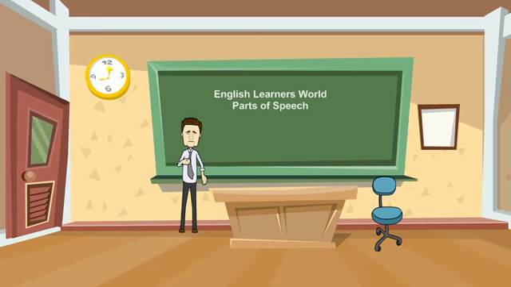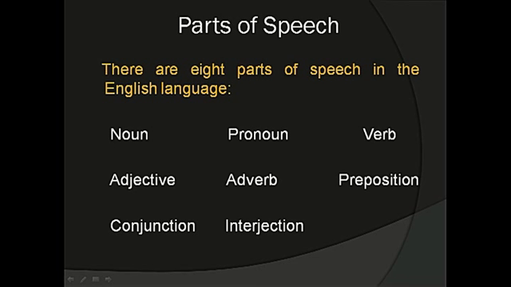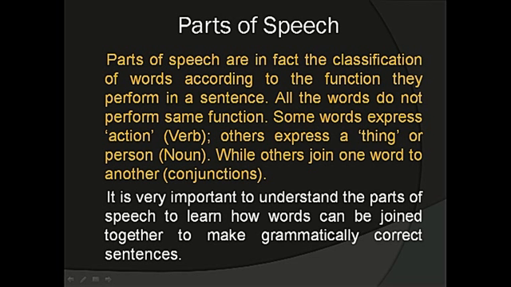Let me explain this in detail. Have a look at the slide on your screen. Now you see on your screen, there are 8 parts of speech in the English language. They are noun, pronoun, verb, adjective, adverb, preposition, conjunction, interjection. Parts of speech are in fact classification of words as per their function. For example, some words express action. They are called verbs. Some others, which express a thing or person, are called nouns. While others, which join one word to another word, are called conjunctions.